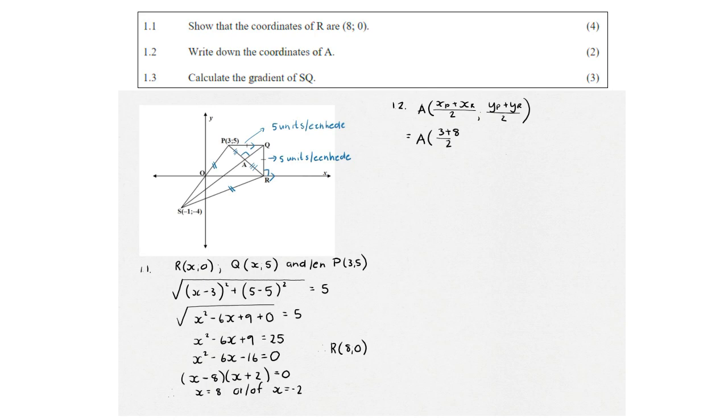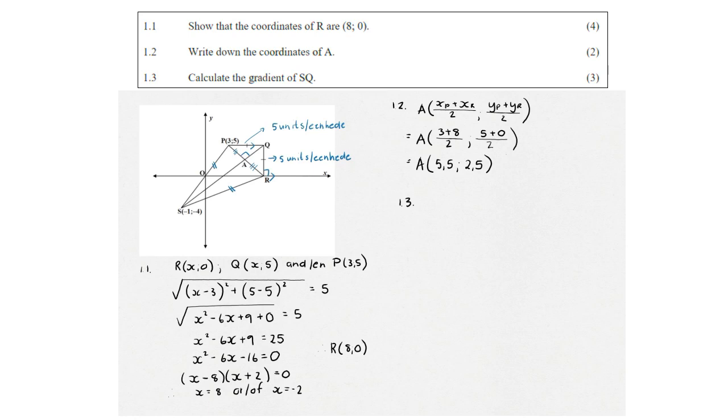Then we put the values of the coordinates into this formula. The x-coordinate is 3 plus 8 over 2, and the y-coordinate is 5 plus 0 over 2. And this simplifies to 5.5 and 2.5. This question counted 2 marks. You get 1 mark for the substitution into the correct formula and 1 mark for the answer.